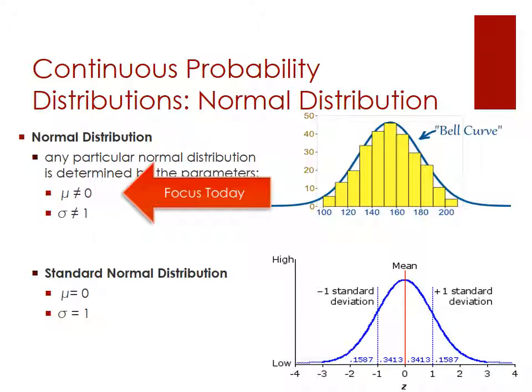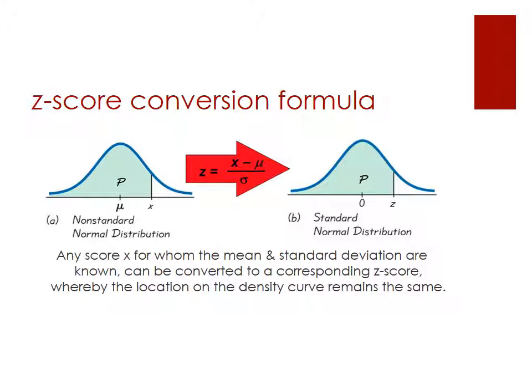Previously, we've been looking at making probability predictions based on the standard normal distribution with the z-scores. Today we're going to be focusing on looking at normal distributions where the mean does not equal 0 and the standard deviation does not equal 1. So, if we have a normal distribution, but it is not a standard normal distribution, then we can use the formula here to convert our x to a corresponding z-score.